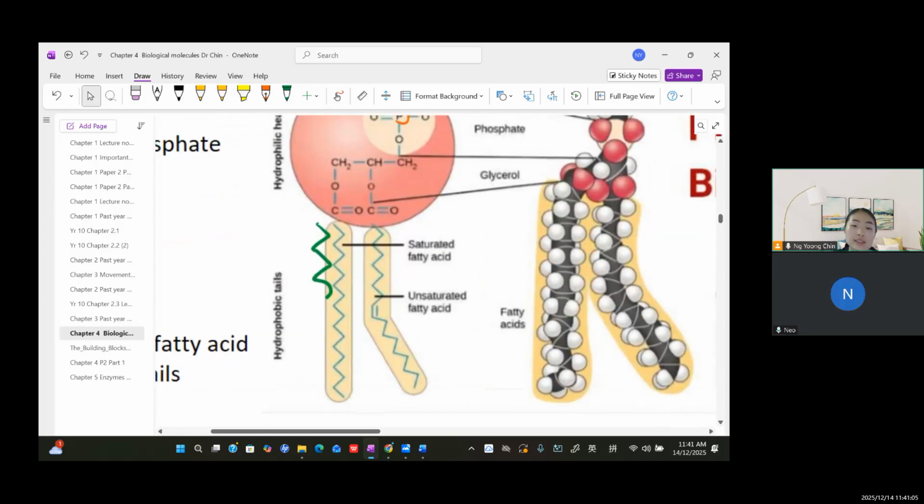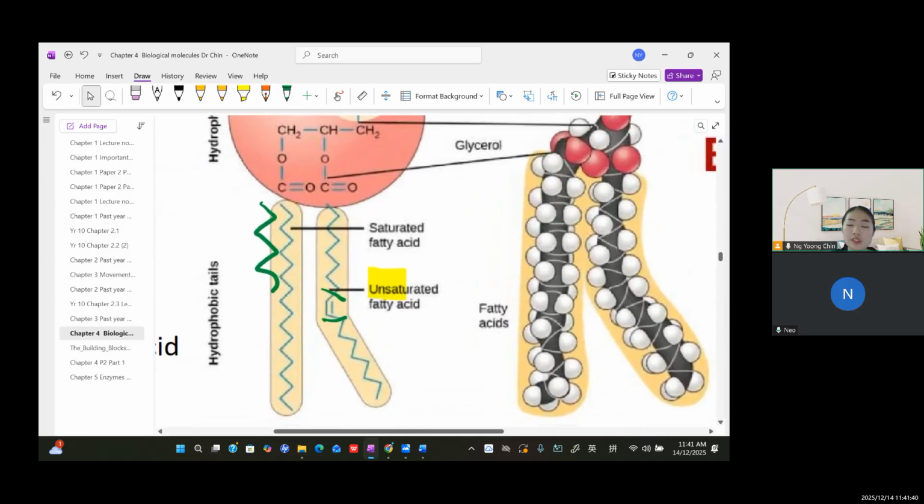So the fatty acid is composed of a long hydrocarbon chain, and sometimes it will have what we call a double bond. This is the double bond. If the fatty acid has a double bond, they call it an unsaturated fatty acid. If you have only single bonds, with no presence of a double bond, we call it a saturated fatty acid.